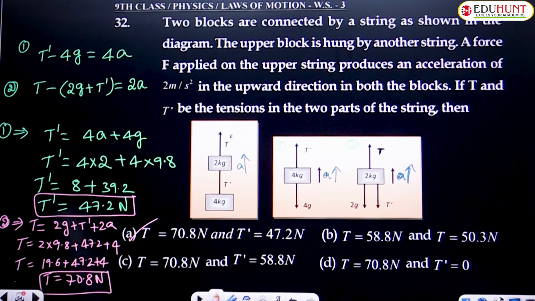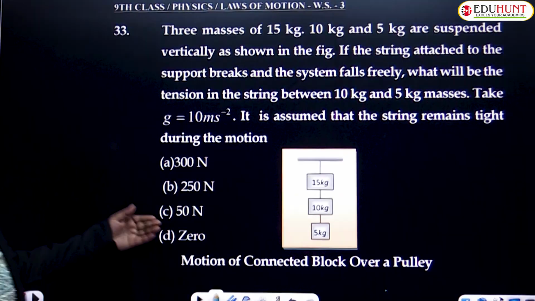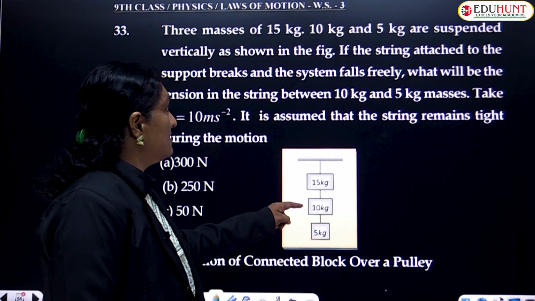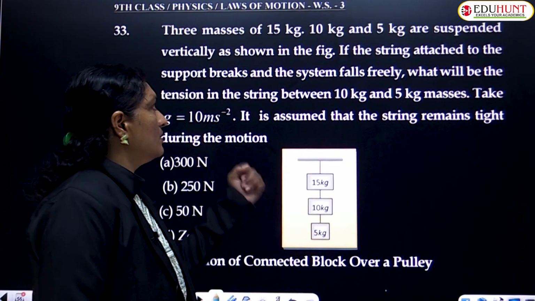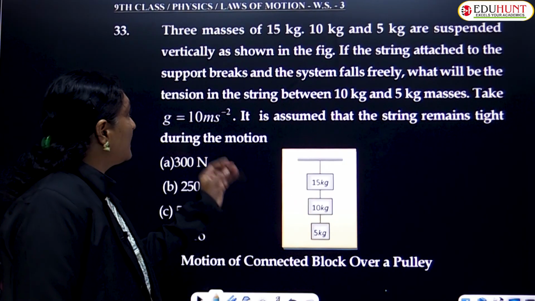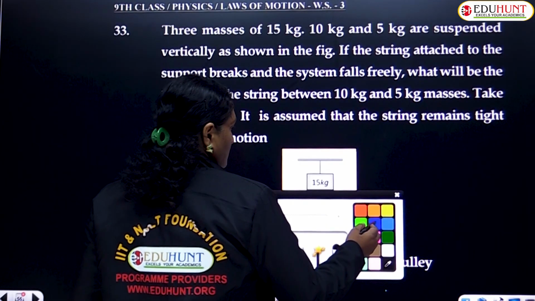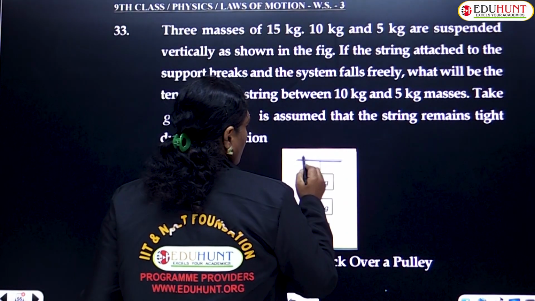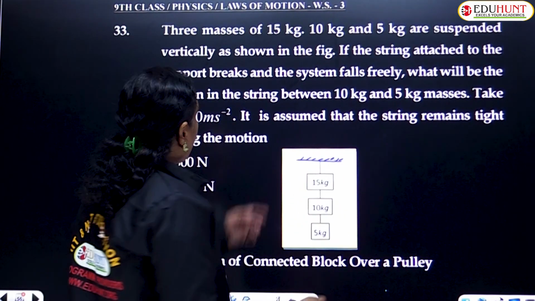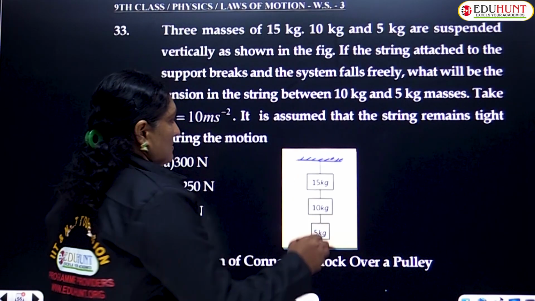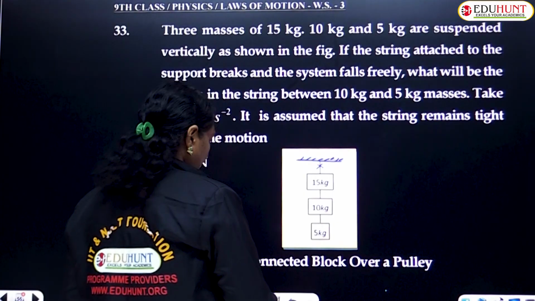Okay children? Well, moving to the next question. Question number 33. Three masses 15 kg, 10 kg and 5 kg are suspended vertically as shown in the figure. If the string attached to the support, so here is your support children. So what is given is that the string attached to the support breaks. So this is the string attached to the support, and it is given that this will break.